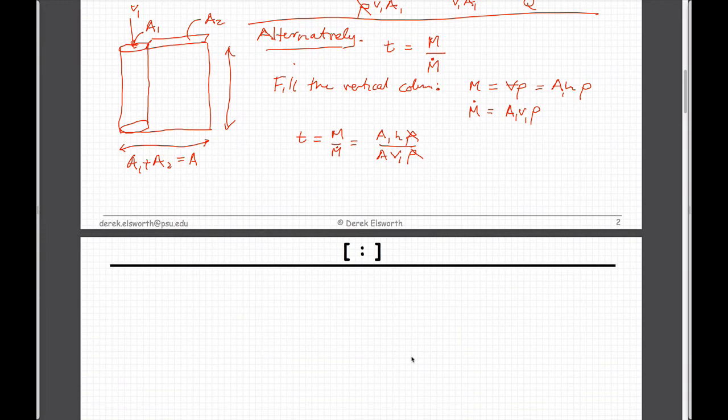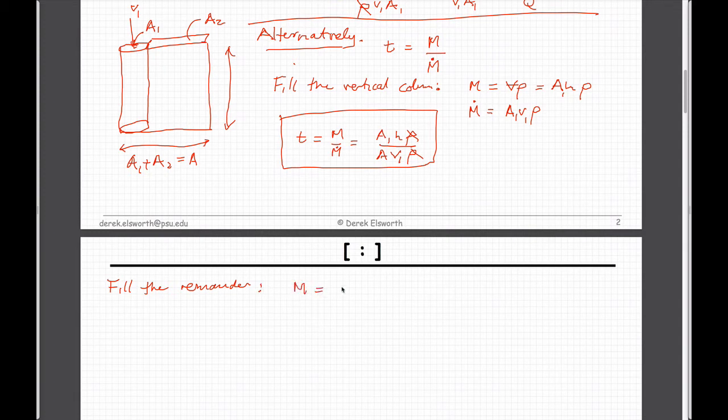So if we look at now to fill the remainder, I'm going to come back to that. So to fill the remainder, again, mass is equal to what? Mass is going to be equal to this cross-sectional area. Mass is equal to volume times density, which is equal to A2 times h times rho.